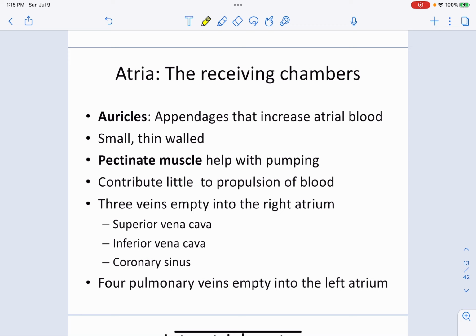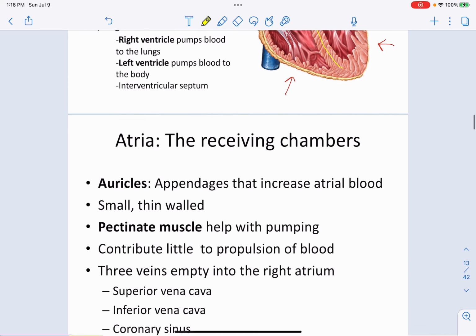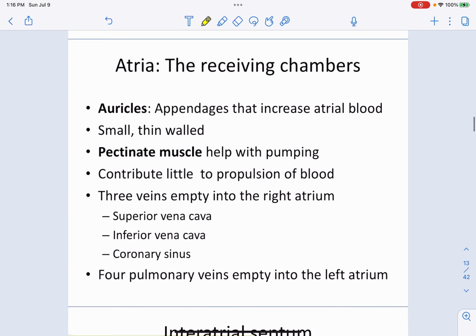These are small and thinner walled. They do contain a muscle called the pectinate muscle that does help with pumping. Let me show you the pectinate muscle. Those are what these ridges are right here and right here. You can see them nicely on models as well. Those are the pectinate muscle. They do not contribute a whole lot to propulsion of blood. So blood from the atria will enter the ventricle mostly through gravity. There's a little bit of movement from the atria.